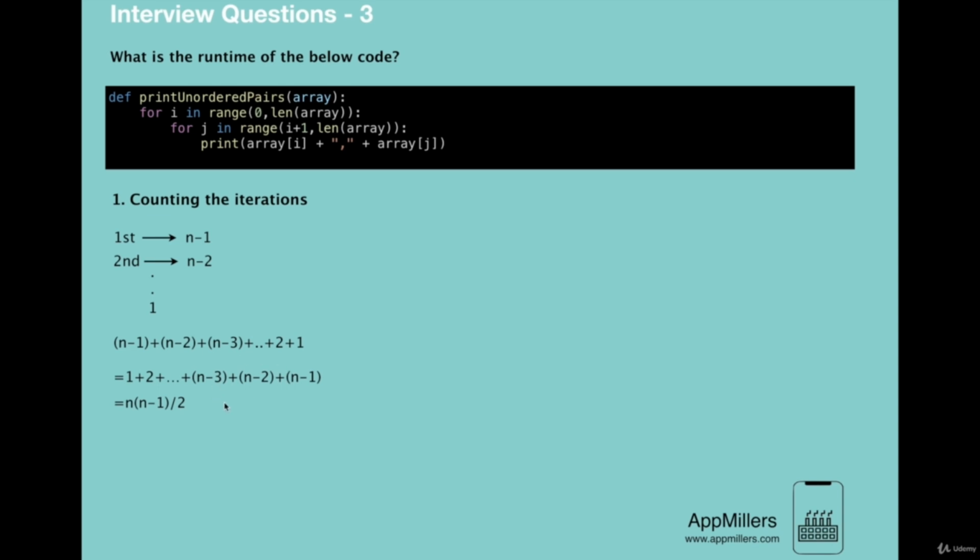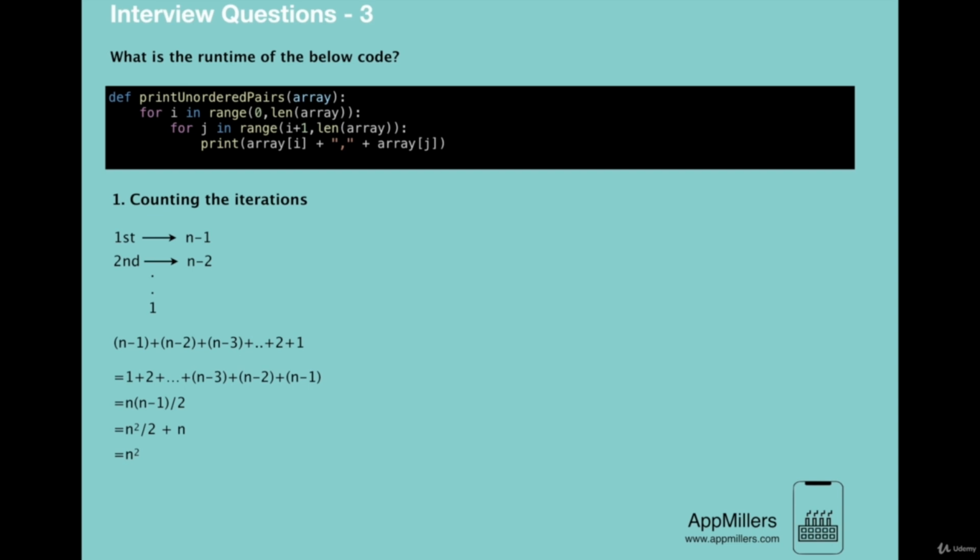But the original equation is with plus over here. So if we calculate this equation, we will get something like this. So here we can remove non-dominant terms and constants from here. For our case, the non-dominant term is n and the constant is 1 divided by 2. So our time complexity will be n squared, which is quadratic time complexity.